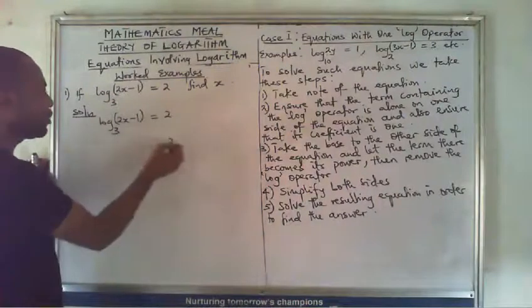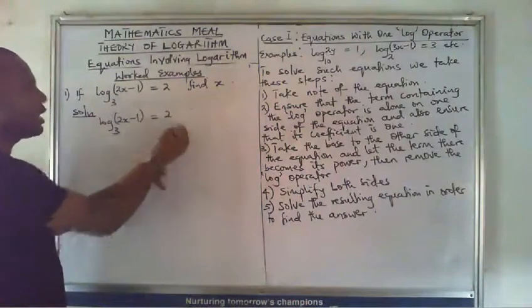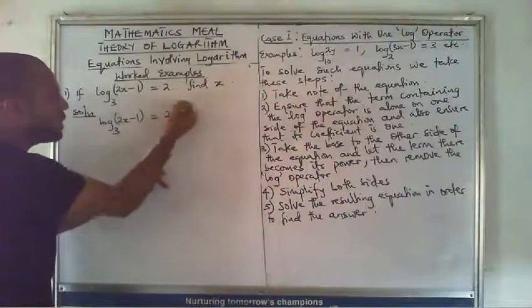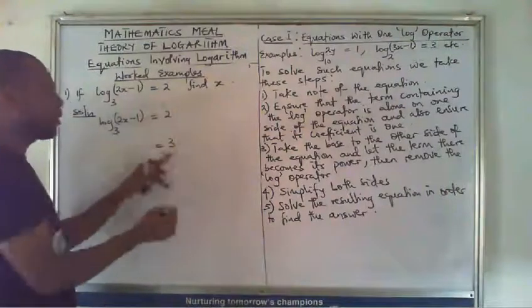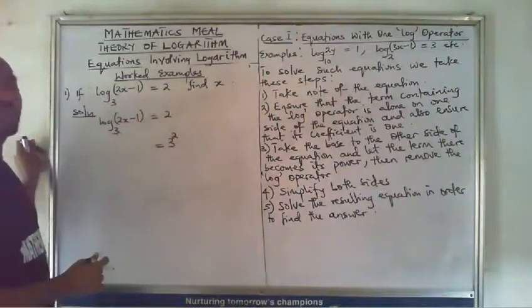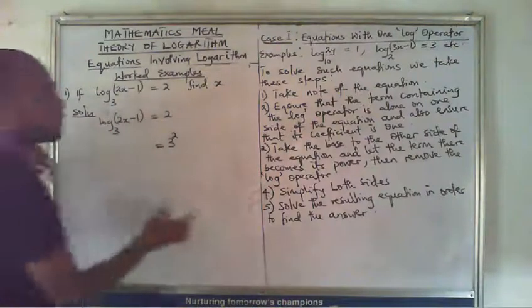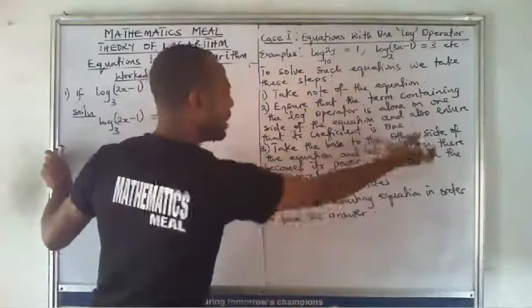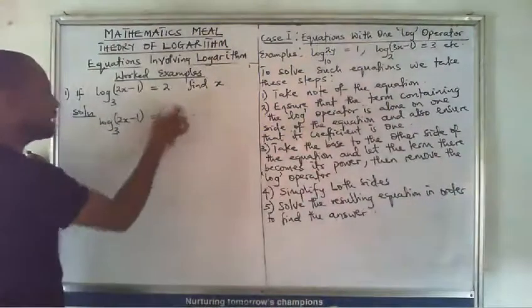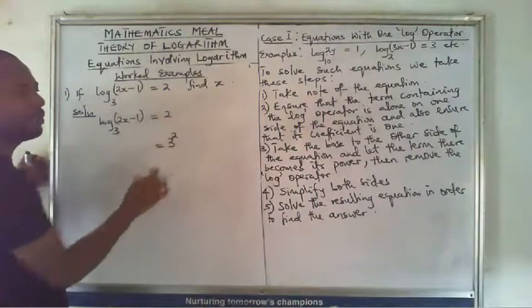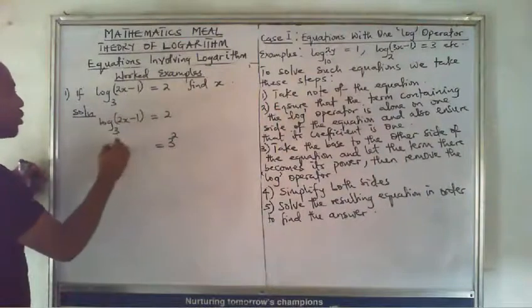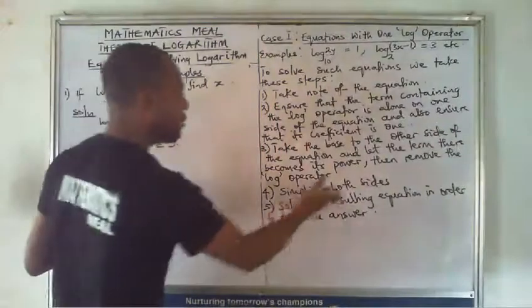So take the base to the other side of the equation. That's the 3. We are taking it there. And let the term there be the power of the base. The term here is 2, so make it the power of this base. That's what we're asked to do. Then remove the log operator. We have taken 3 there, the term there is 2, and it has become the power of the base. Then remove the log operator. This is gone. If you remove this, we are left with what? 2x minus 1. Okay? They say again, simplify both sides.